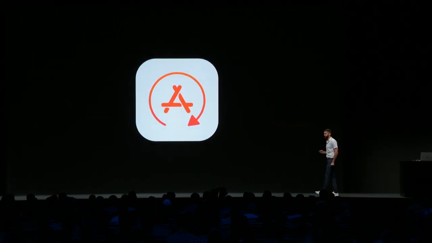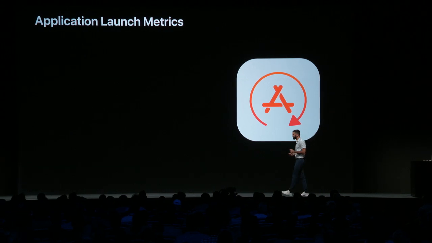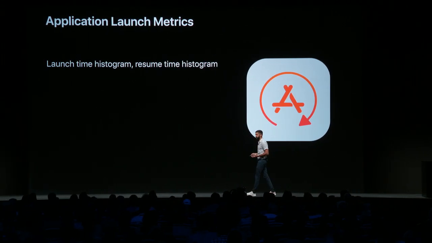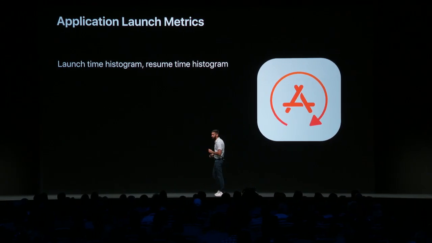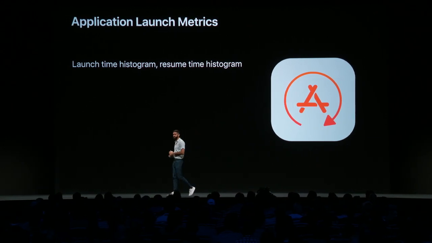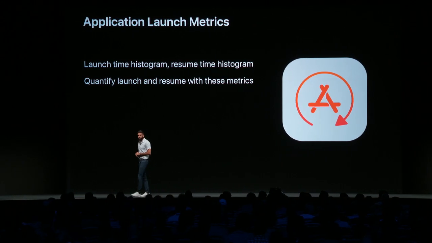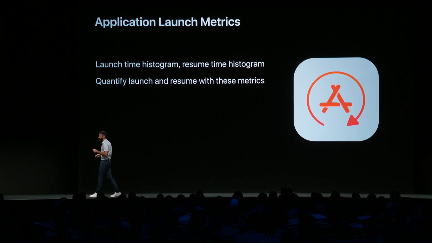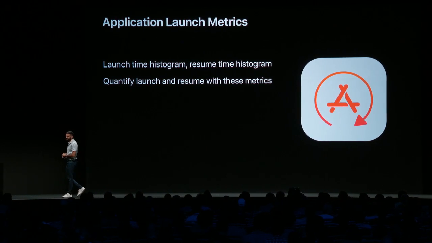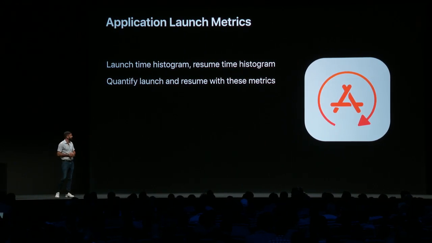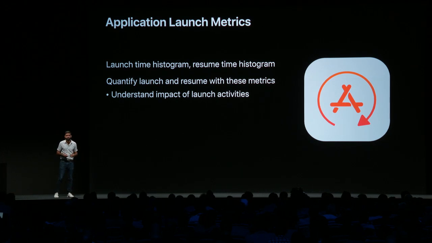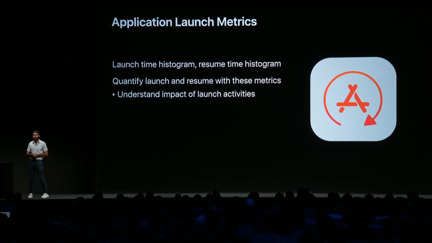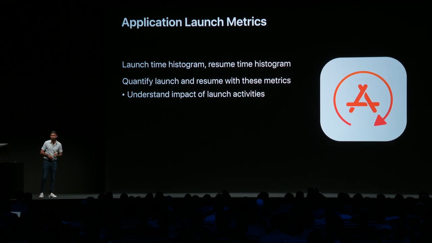Next are the application launch metrics. And this is super great because this year we're providing launch and resume time histograms to help you understand your launch and resume times of your application. We want you to quantify the impact on performance that launch and resume have using these metrics. And we want you to understand the impact of launch activities. So when you do things before your application launches, such as a database update, this can directly impact your launch and resume times. These metrics will help you see that in real time.